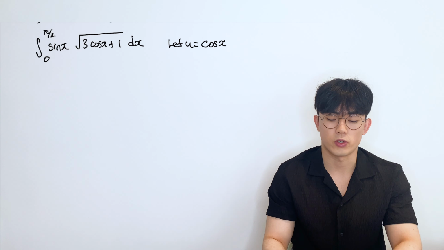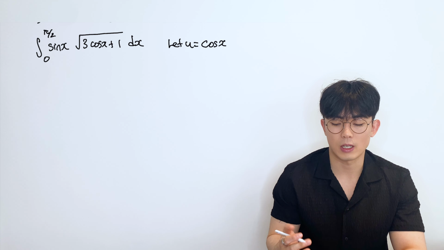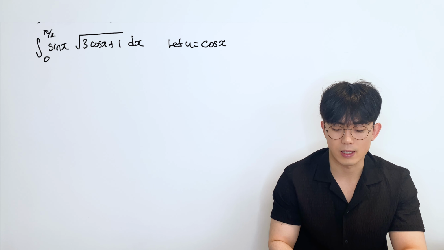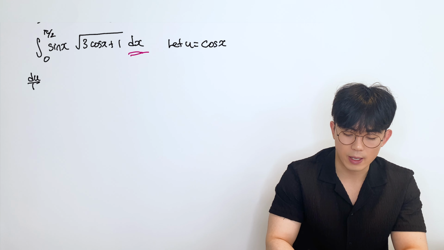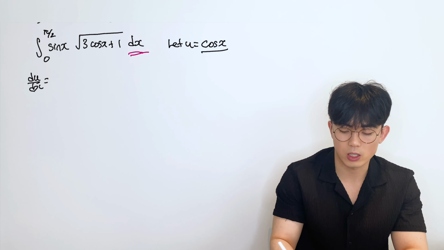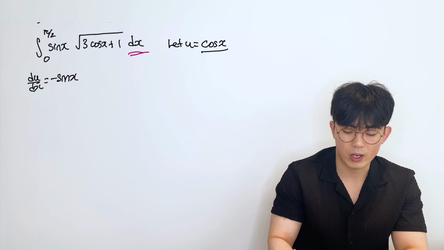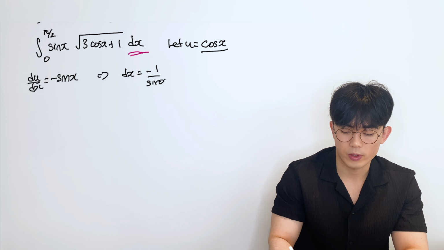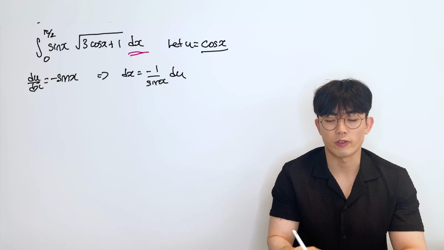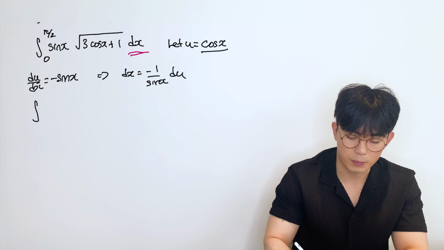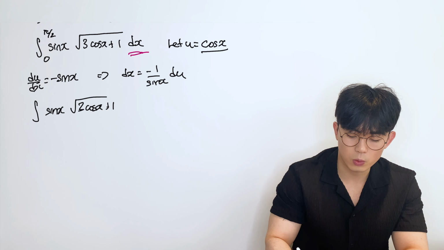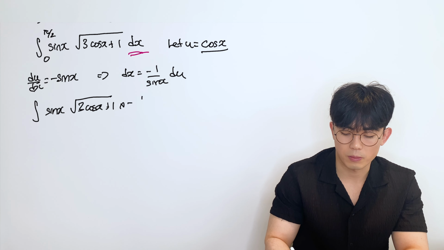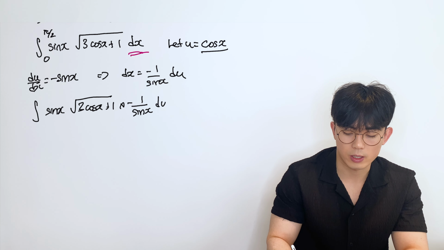Okay, so I've given you the substitution to use. As we said, the way I solve it, I want to replace this dx term first. So I'm going to get du by dx is equal to, just differentiating cos, you get negative sine. And then if I rearrange it, dx is equal to negative 1 over sine x du. So as I said, I want to replace it first, right? So if I integrate it, I'll have sine x multiplied by the root of 3 cos x plus 1, and dx is minus 1 over sine x du.